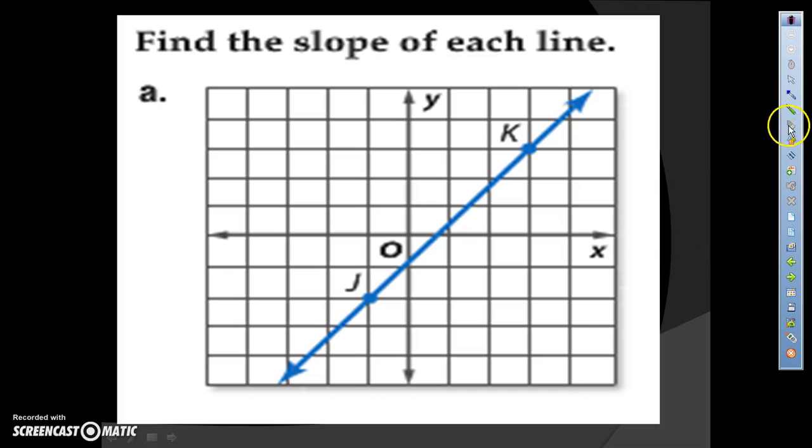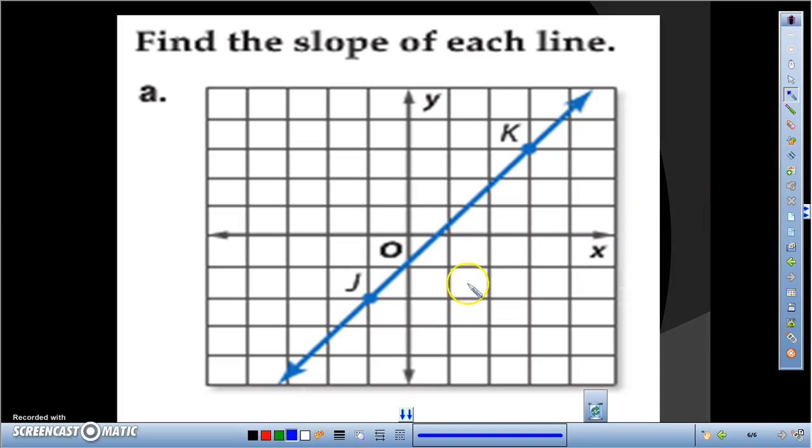Okay, the first way that we would do this is we could count our rise and our run. So I always like to start with the lowest point so that I'm always moving up with my rise. It just makes it easier for me. You can do it whichever way you'd like, but I'm going to start with J. So starting with J, I'm going to go up 1, 2, 3, 4, 5 units.